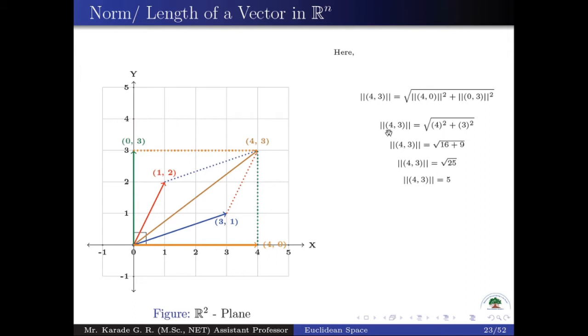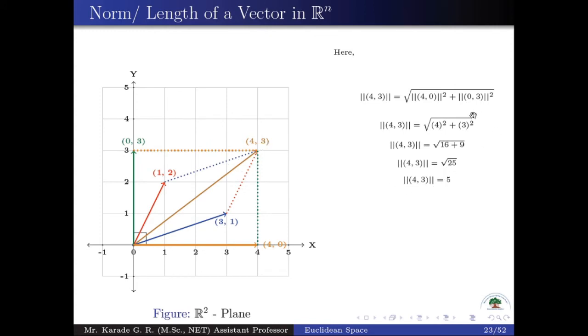So the norm or length of vector (4, 3) is equal to the square root of 4 squared, since the length of this vector is 4, plus the length of vector (0, 3), which is 3, so 3 squared. If we do the calculation, it becomes 16 plus 9, which is 25, and the square root of 25 is 5. The length of this vector is 5.